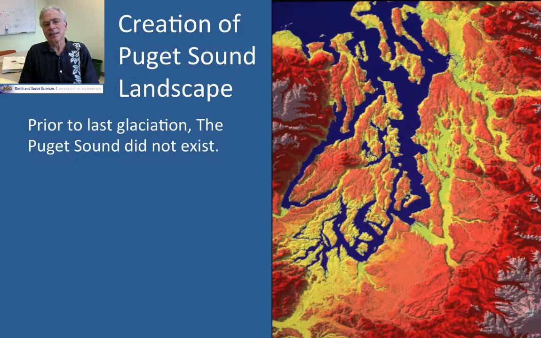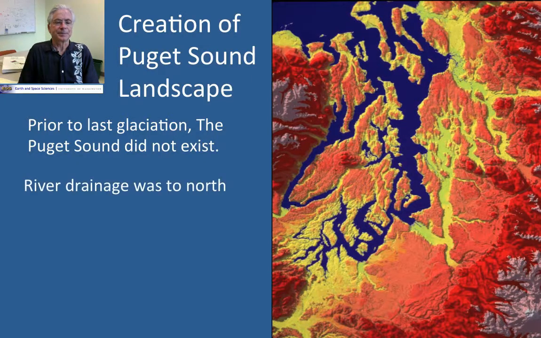Prior to the last glaciation, the Puget Sound did not exist. Imagine this whole area depicted in this picture, and by the way, this is a digital terrain map that is color-coded by elevations. So blue is mean sea level, and yellow is close to sea level, and then it ranges from deeper shades of red up into the mountains.